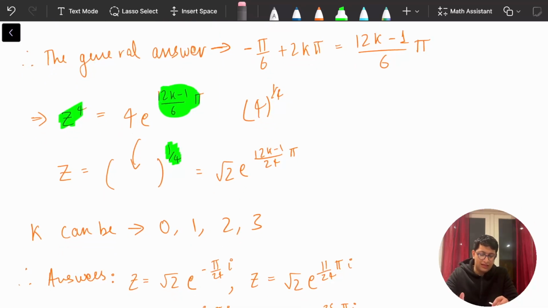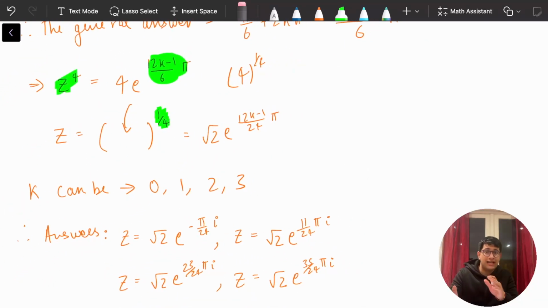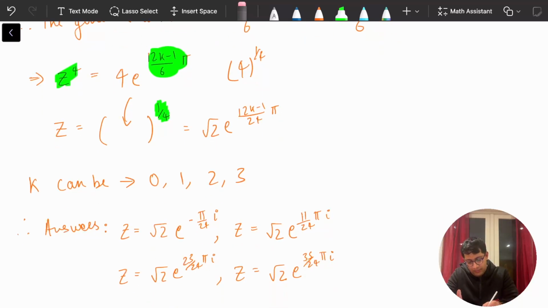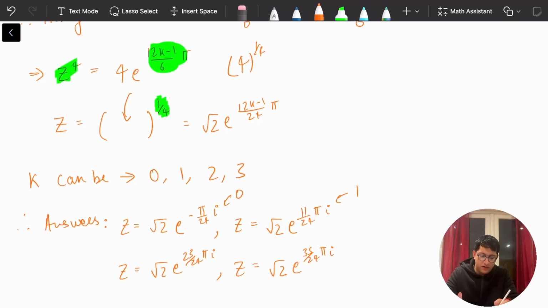Now don't just leave it like that. You're expected to work out all the individual solutions. Don't leave it in terms of k. So as I said, now that you have the general argument, you can find the individual arguments by just plugging in 0, 1, 2, and 3. And I've done that here. This is when you plug in 0. If you plug in 1, it's going to be 12 minus 1 over 24, 11 over 24. Plug in 2 is going to be 24 minus 1, 23 over 24. If you plug in 3, it's going to be 36 minus 1, 35 over 24.